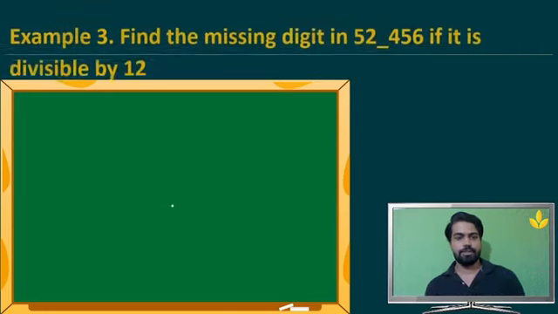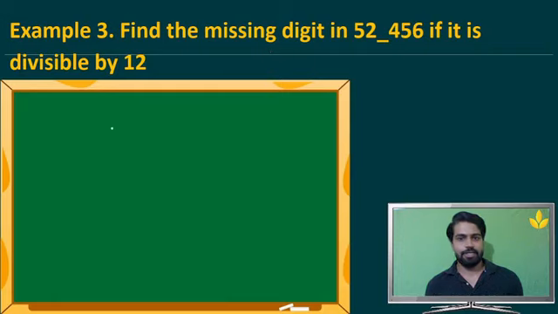Let's see the next example. Find the missing digit in the number 5, 2, missing number, 4, 5, 6, is it divisible by 12 or not. What is the rule for 12? First we have to split into co-prime numbers, 4 into 3.